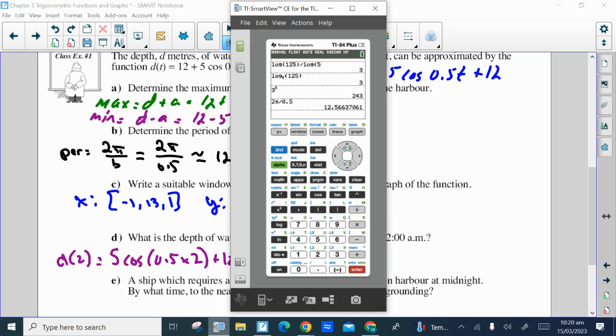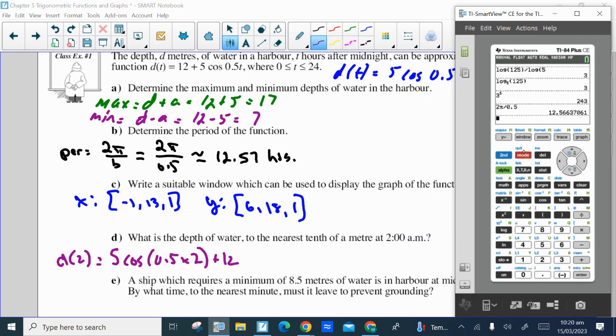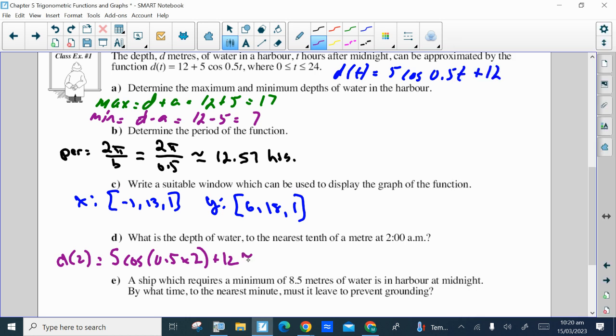You could use this equation with your calculator, again in radian mode. You'd only be in degrees if you're specifically told that. Otherwise, you're in radians. So it'll be 5 times the cosine of 0.5 times 2, which is 1. So you could just put 5 times the cosine of 1, plus 12. That would be the depth of the water in meters, approximately 14.7. It does say to the nearest tenth. So this can be done using the equation and subbing in the value of t.